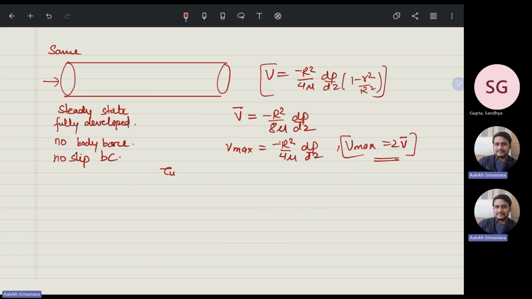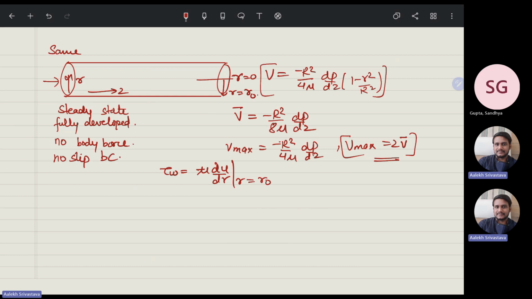second thing is tau wall is equal to minus mu del u by del r. So suppose this is your r coordinate, this is your z coordinate. Del u by del r at r is equal to 0 is this one. Actually, it is r equal to 0. This is r equal to r naught. So it is del u by del r at r is equal to r naught.